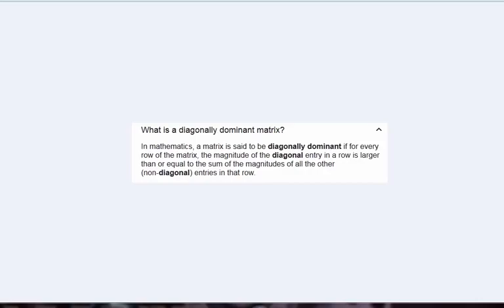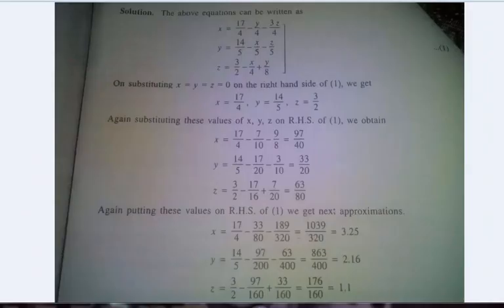So when we are going to solve our question, we make these equations from our question: x is equal to 17 over 4 minus y over 4 minus 3z over 4, and so on. On substituting, x is equal to y is equal to z is equal to 0. So we put y and z as 0 in our first row. So we get x is equal to 17 by 4.